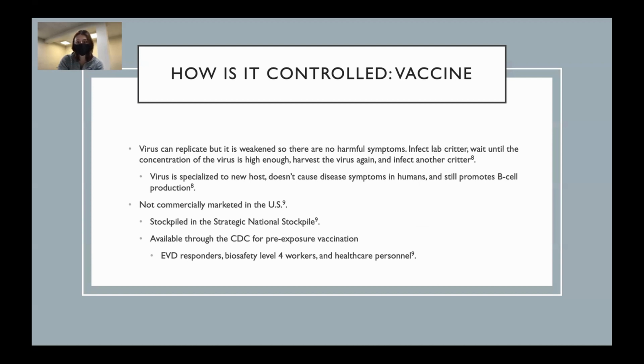Well, how is it weakened? A scientist will take a lab critter and infect it with the virus. It will wait until the concentration of the virus is high enough in this lab critter, and then it will harvest the virus again and infect other lab critters. This will happen over and over again until the virus is specialized to a new host. Now that it's specialized to a new host, it doesn't cause any disease symptoms in humans, but it will still promote the B cell production.